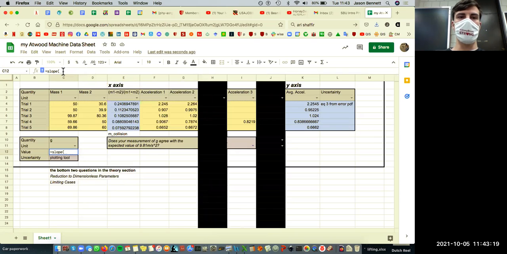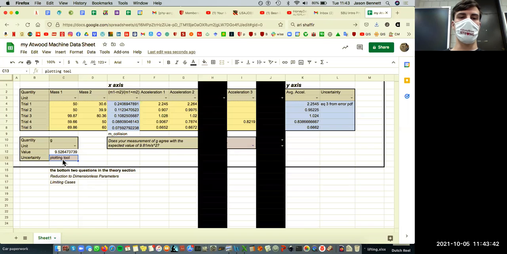But anyway, what belongs in it is first the y values. You can click and drag your y values, put a comma, and click and drag your x values, and put a parenthesis, and then close it and press enter. And this, believe it or not, is actually the slope that you get from the plotting tool. The only downside is that it doesn't give you an uncertainty, so you still need to use the plotting tool to get the uncertainty.